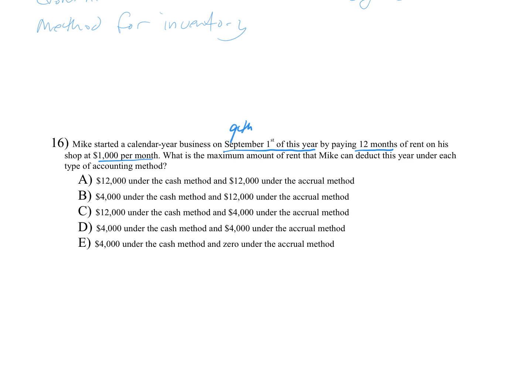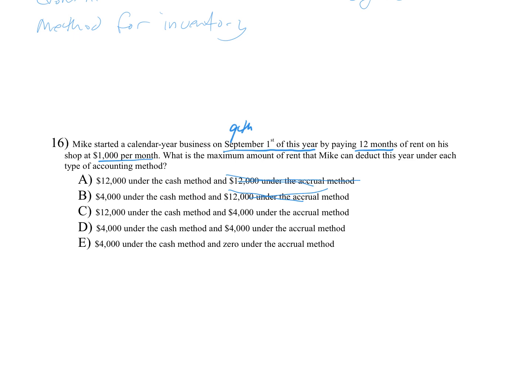$12,000 under the cash method and $12,000 under the accrual method. Well, he can't do $12,000 under the accrual method because, remember, you have to recognize expenses as they are accrued. So that would be ratably, so that won't work. $4,000 under the cash method and $12,000 under the accrual method. Again, that would be incorrect, okay? $12,000 under the cash method and $4,000 under the accrual method.